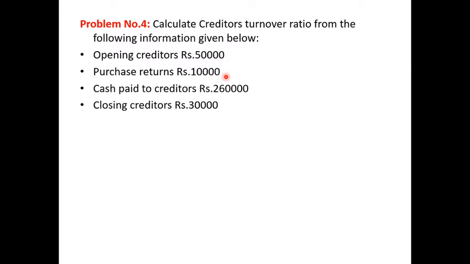Next, problem number 4. Calculate creditor turnover ratio from the following information given below. Here opening creditors is given, purchases return is given, cash paid to creditors is given, closing creditors is given. Here credit purchases is not given. With the help of all the information, first we need to prepare the creditors account. From that we can calculate the credit purchases. Then we can calculate the creditor turnover ratio.